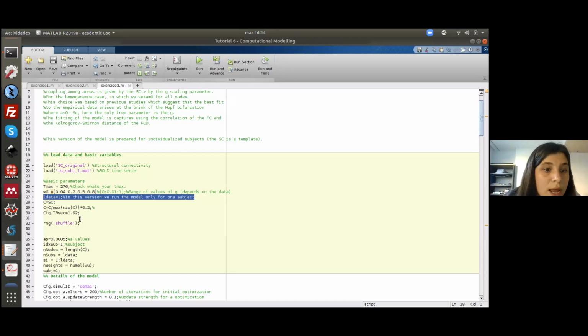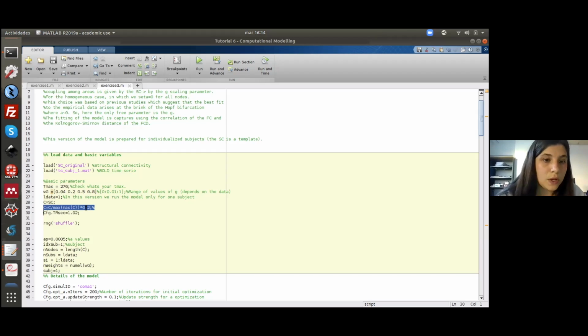You can have more. And there is here a normalization of the structural connectome that is done in order to prevent the full synchronization of the network. So here we have a maximum value of the structural connectome set to 0.42. That is an arbitrary decision, in order not to prevent the oscillation of the network. And furthermore, here we are going to set also the value of the TR of the recordings.